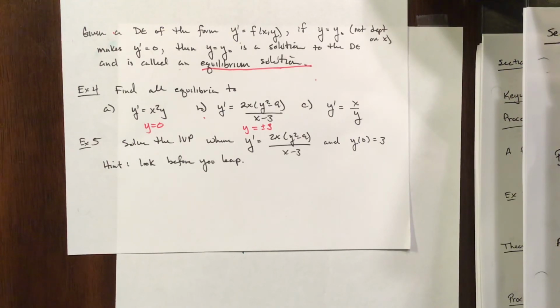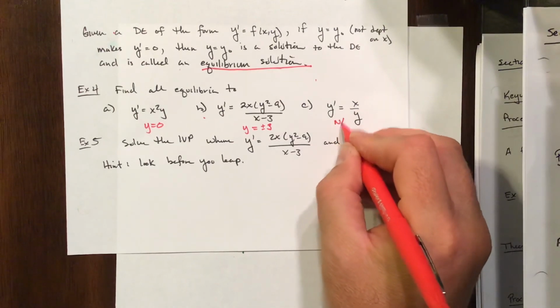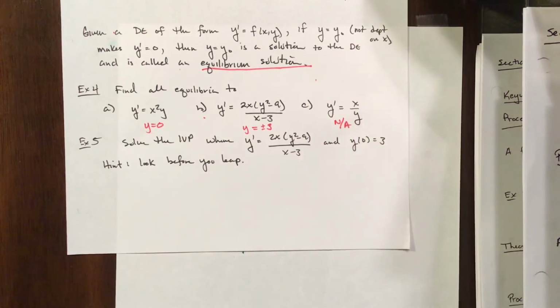Okay. Lastly, y prime equals x over y. In this case, there's no value of y that makes y prime equal to 0. So there are no equilibrium solutions to that differential equation.